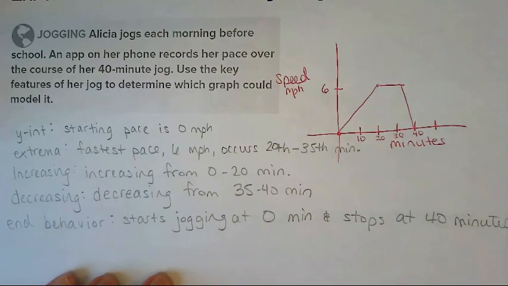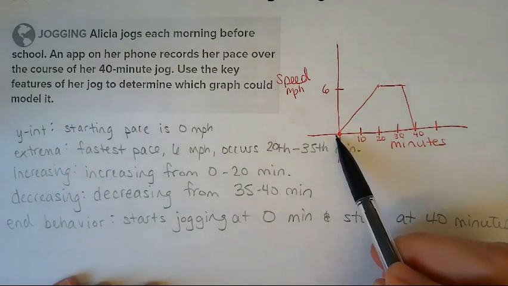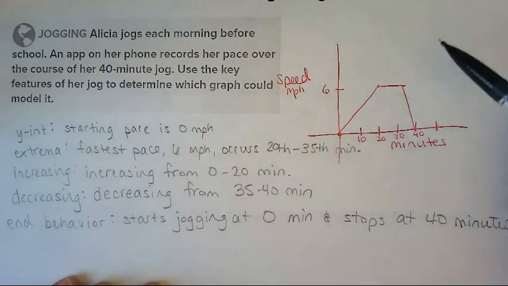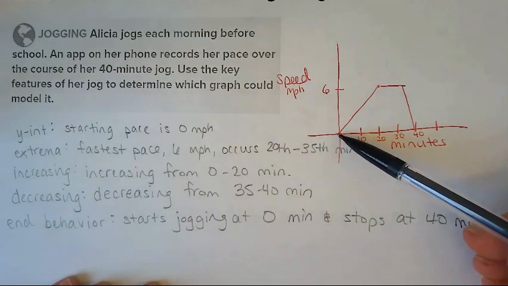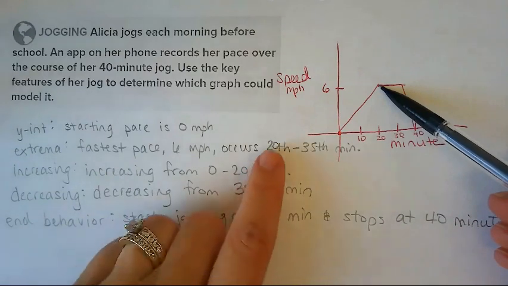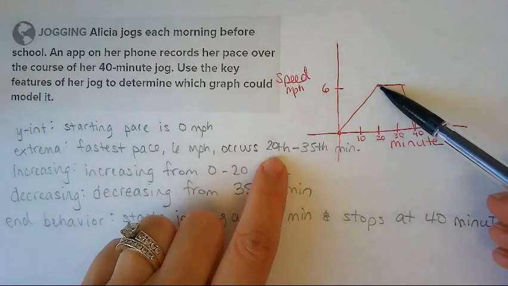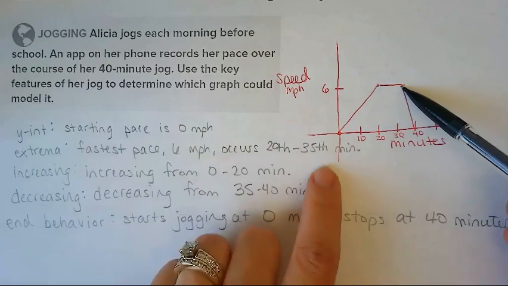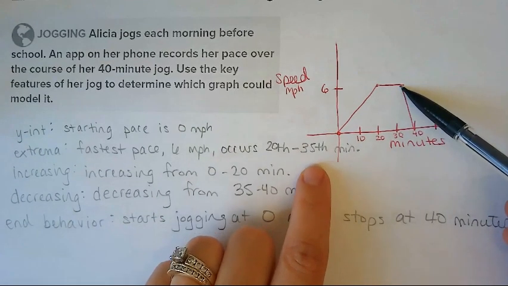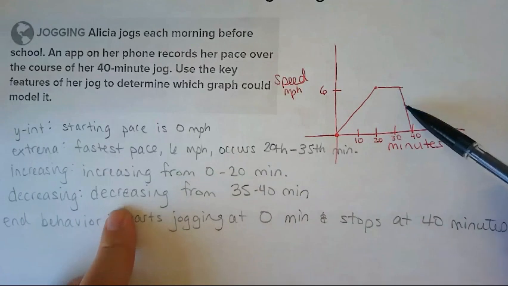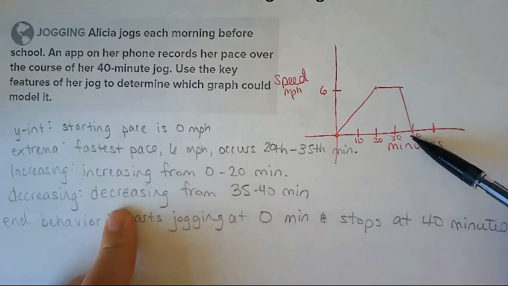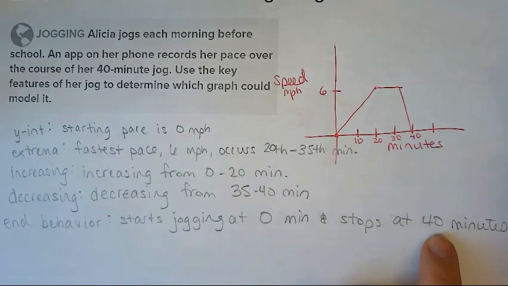And this is what it should look like. So I'm starting at 0 miles per hour. I'm going to continue to jog until the 20th minute, and I'm going to go for 6 miles per hour. I'm going to keep that speed till the 35th minute, and then after that is when I'm going to decrease. So that's why I came back down and stopped at 40.